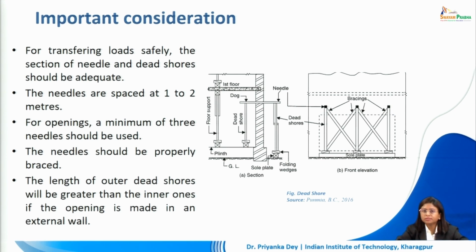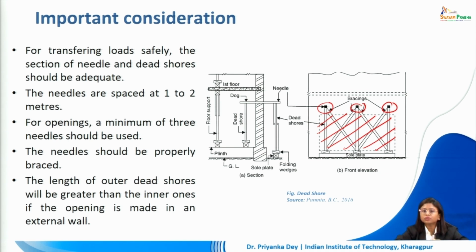For transferring loads safely, the section of the needle and the dead shores should be adequate. The needles are spaced about 1 to 2 meters. For openings, a minimum of 3 needles should be used. As one can see over here, 3 needles have been used, and that will allow us to create this opening at the lower level, which is shown by the dotted line. The needles should also be properly braced for additional support. That will be taken help from the dead shores also.